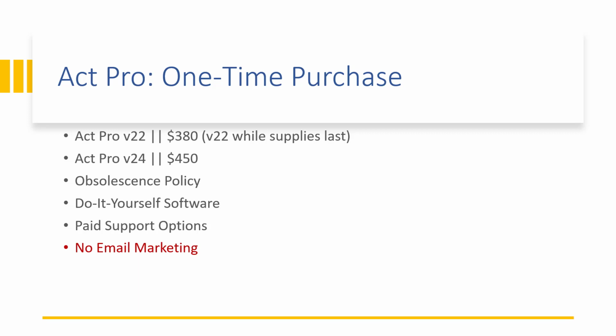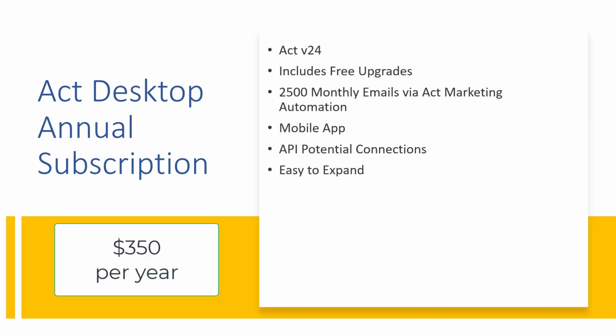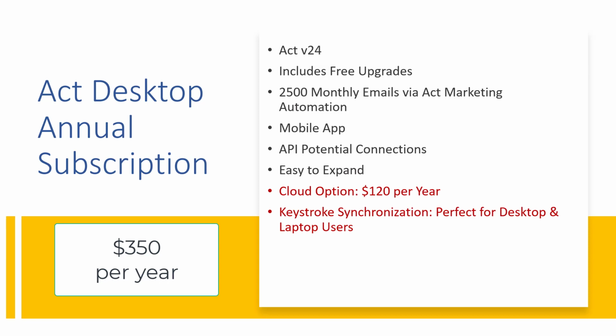But there are some trade-offs. So the alternative is getting an Act desktop annual subscription. The current version is Act 24, and typically new versions come out in the fall. This includes free upgrades, 2,500 monthly emails via Act Marketing Automation. You get a mobile app. You have access to an API, which allows you to potentially connect to other software to expand the way Act works.